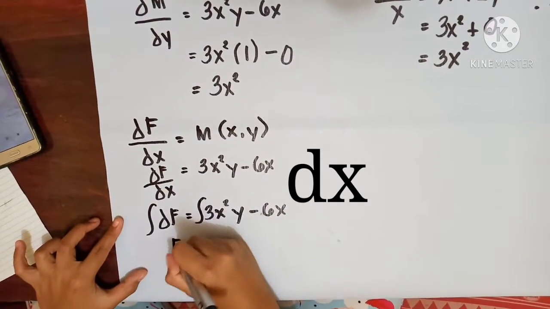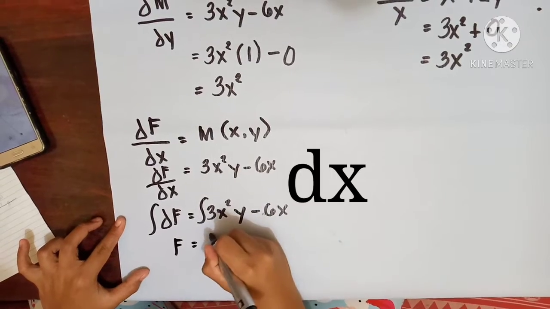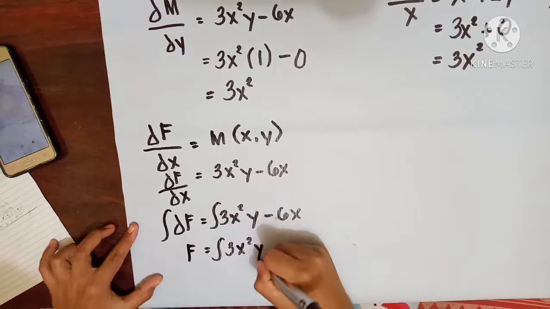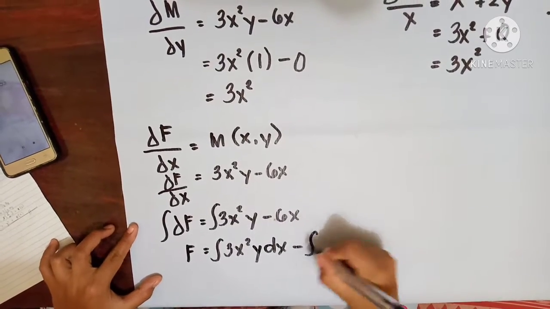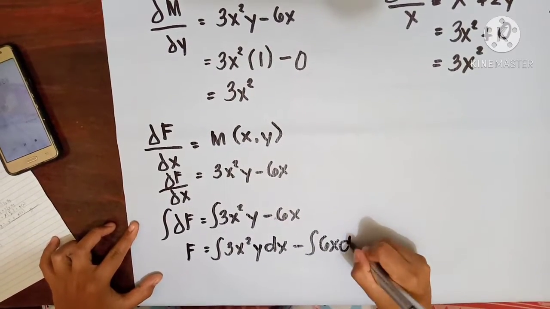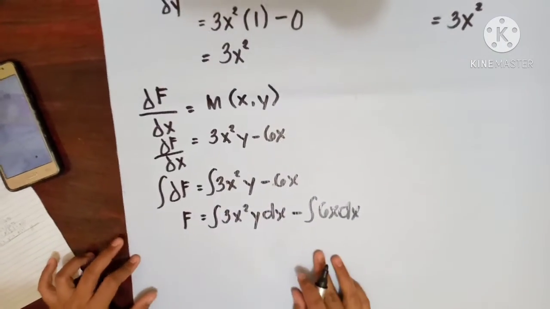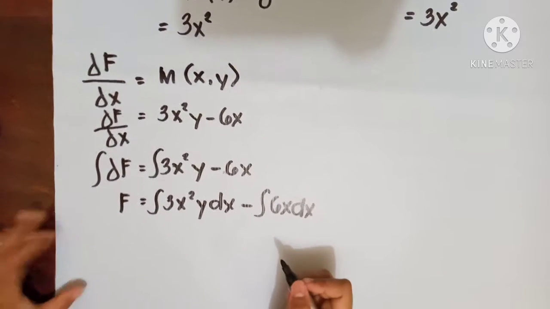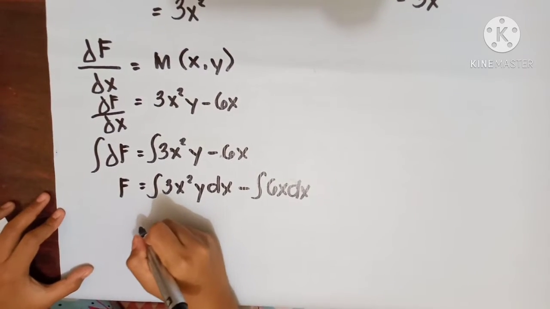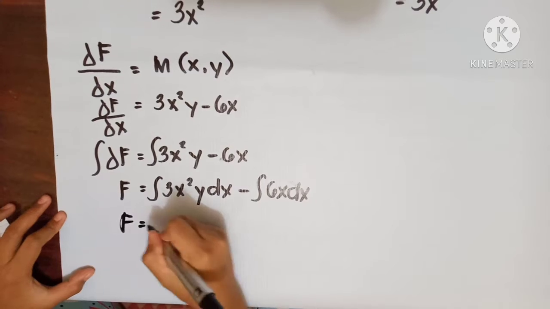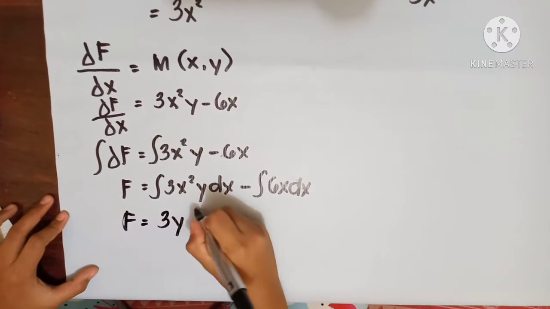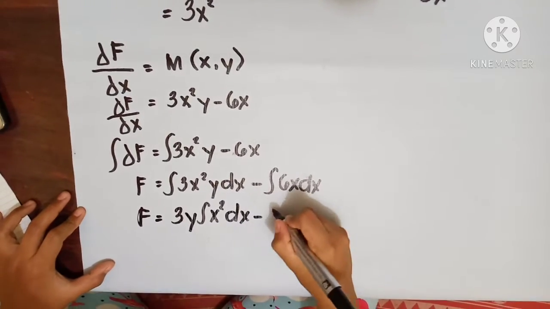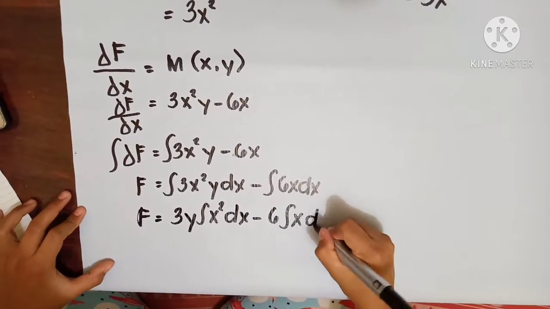So this will become f. Then we will distribute the integral sign. So it becomes integration of 3x squared y dx minus integration of 6x dx. Since we're integrating in terms of x, we will treat other variables aside from x as constant. So we can put the constant outside the integral sign. So f is equal to 3y integration of x squared dx minus 6 integration of x dx.